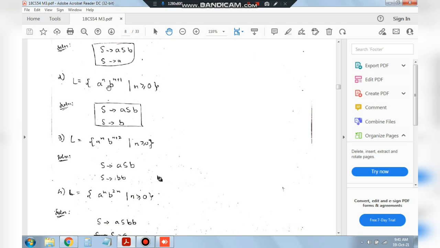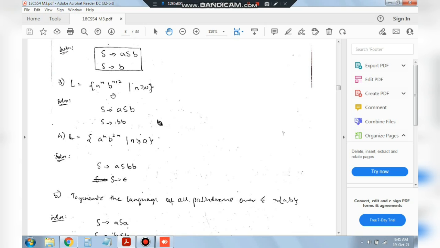Same thing goes for the second one also. Here also we have the same thing, but we have b power n plus 1. Therefore we'll write an extra b as the terminating character. And here we have a power n and b power n plus 2. If n value is 0, we'll have at least 2 b's, right? If n is 0, that means a will be 0 and b will be 2 times.